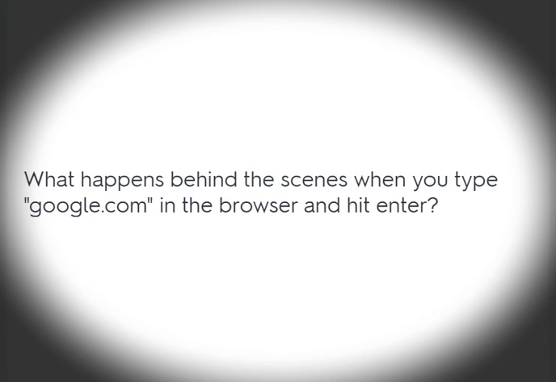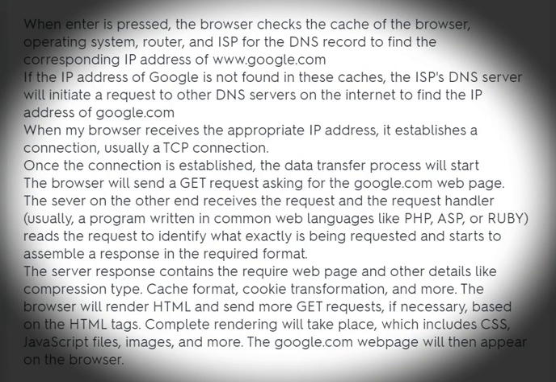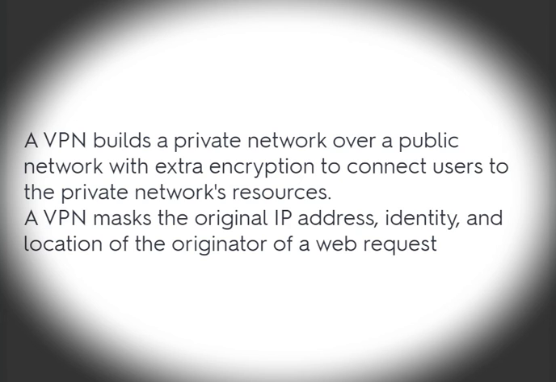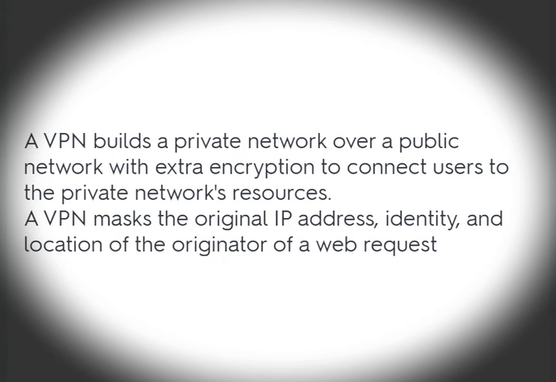What happens behind the scenes when you type google.com in the browser and hit enter? How does a VPN work? A VPN builds a private network over a public network with extra encryption to connect users to the private network's resources. A VPN masks the original IP address, identity, and location of the originator of a web request.